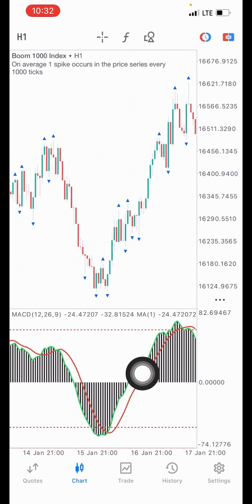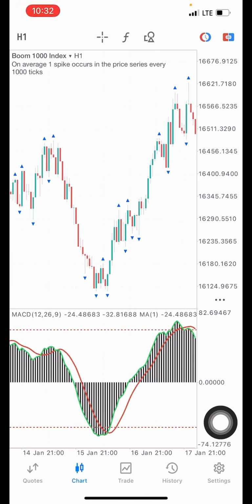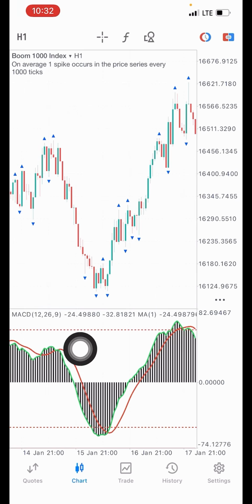Okay, but as you all know, sometimes when it gets there, it will still keep going down. For you to avoid situations like that, this is what you have to do. Whenever this green and red line gets to this level here, you don't just go in for a buy. You need to get some other factors from the market, some other confirmations.